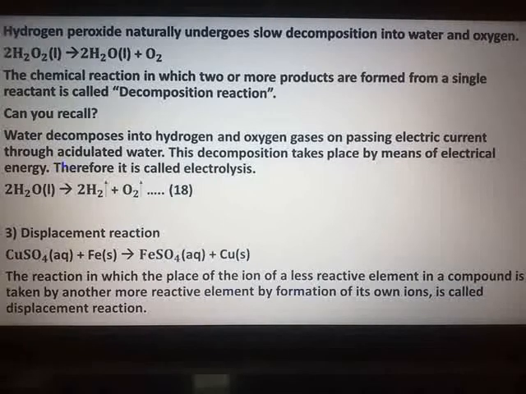So here two reactions we have completed. The first one, combination. The second one, decomposition, and we have studied the two types of decomposition reactions. The third one you will love very much, displacement reaction.